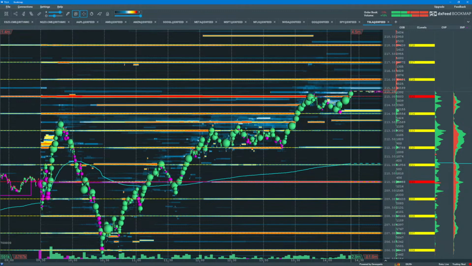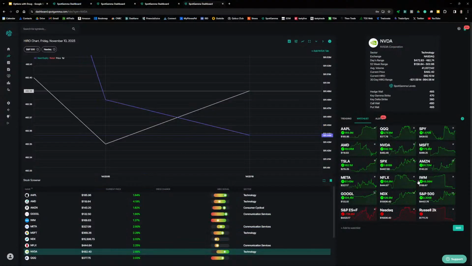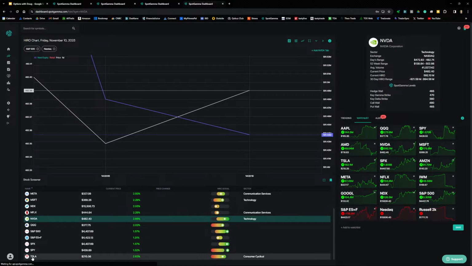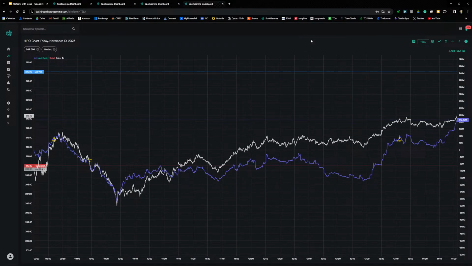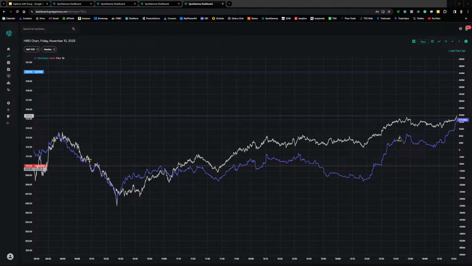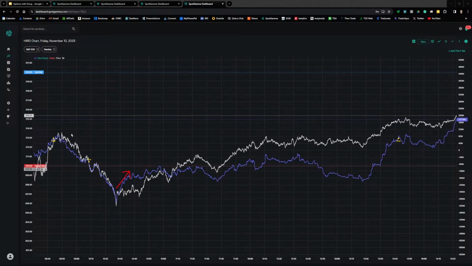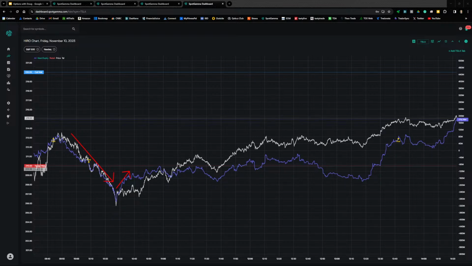Let's see what options traders are doing in Tesla. Note the call wall up above for Tesla at 220. Note the shift in Hero signal. Just before 10:30, aggressive traders stop taking negative delta positions and start aggressively taking positive delta positions. Let's just get a closer look and see what they're doing.